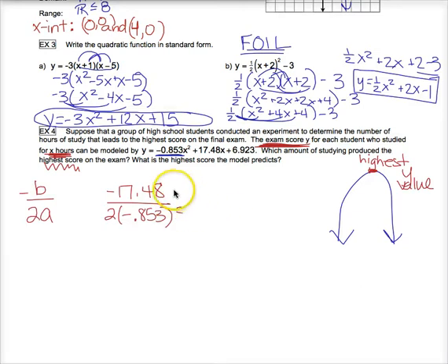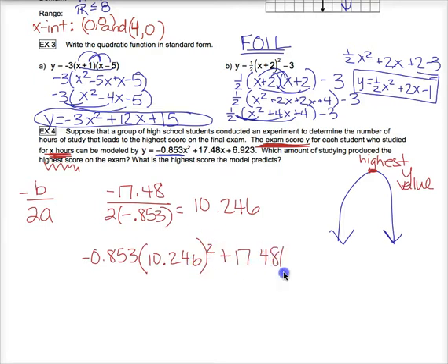So, you can use a calculator to get that answer. You should get about 10.246. Now, that's the x-coordinate of the vertex. If we want to find the y-coordinate of the vertex, we need to plug that in. Again, please feel free to use your calculator to help you with these decimals. But if you're plugging this in for x, it should look like this. And use your calculator to plug it all in.